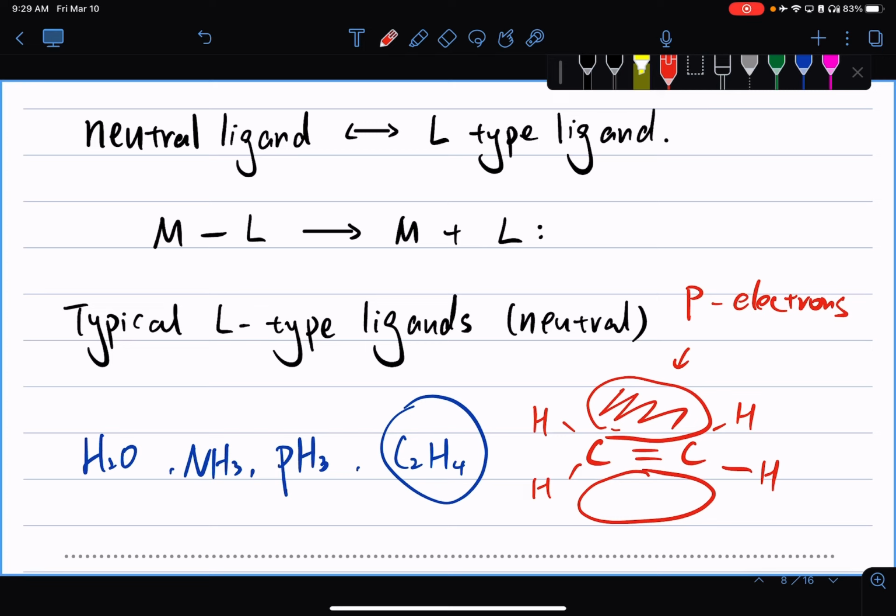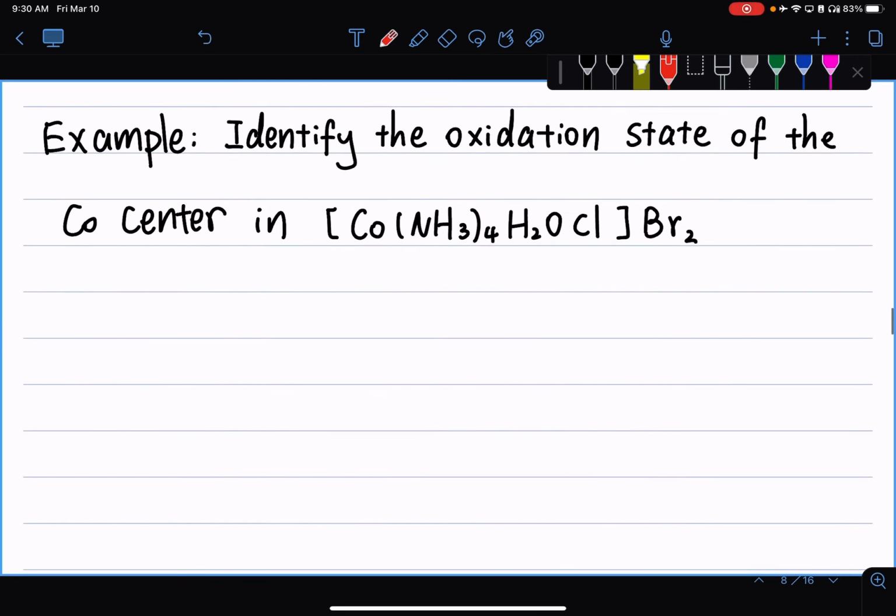All right. We'll do one quick example together, and let's see if we have questions. This question is quite short. We're just talking about whether you can identify the oxidation state of the cobalt center in this complicated complex. So in this complicated complex, the first thing we want to do is determine what the actual structure of my transition metal center is.